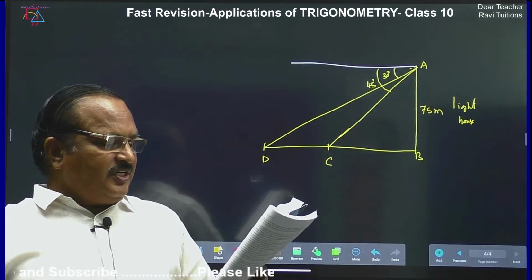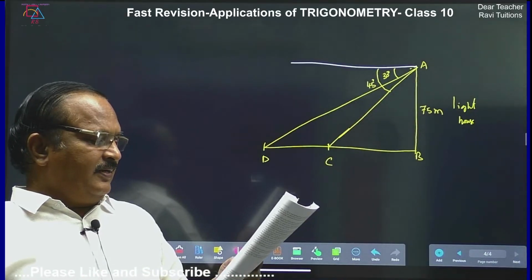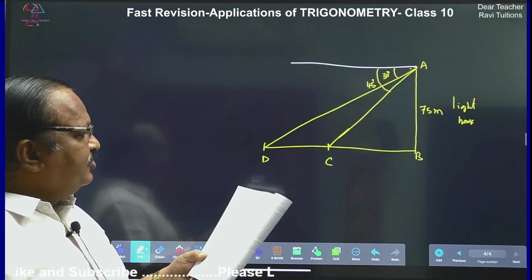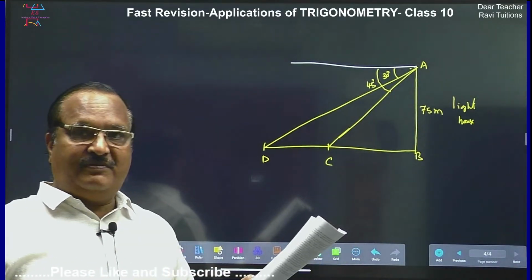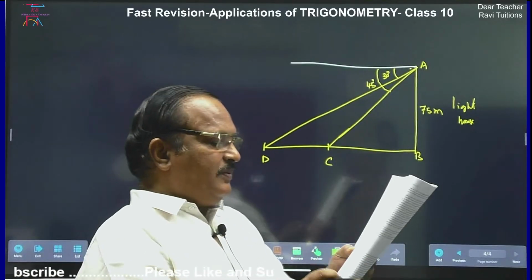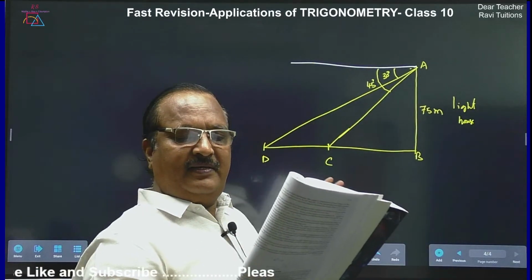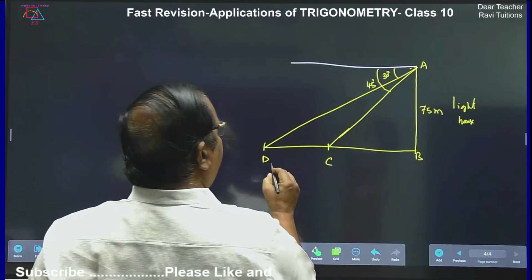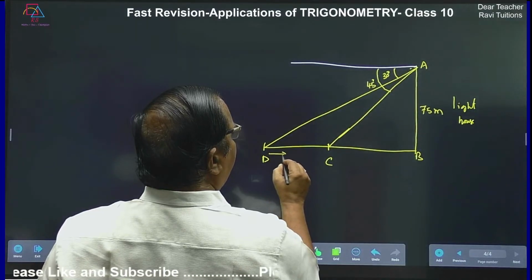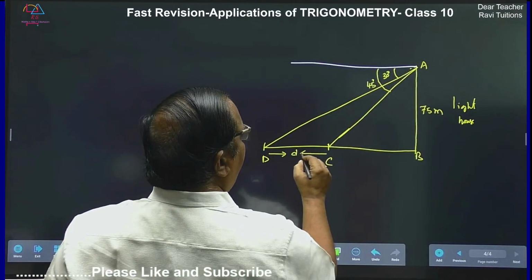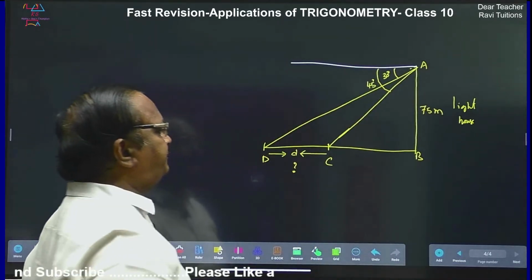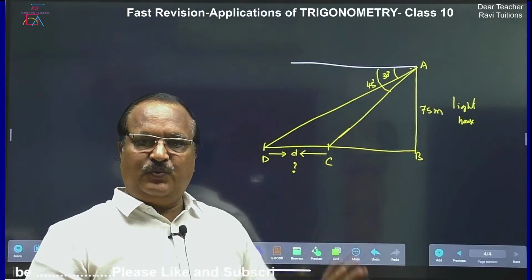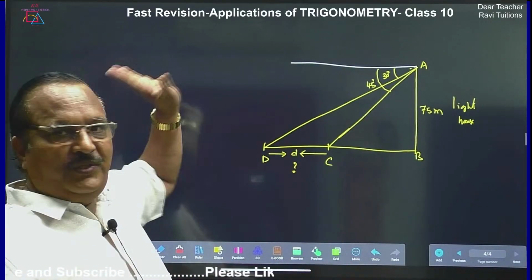And if one ship is exactly behind the other on the same side of the lighthouse, right? So, both are on the same side of the lighthouse. If one ship is exactly behind the other on the same side of the lighthouse, find the distance between the 2 ships. So, this is ship 1 and this is ship 2, this is the distance, and we have to find out this distance, question mark. So, reading is over, diagram is over, then I have to do the question.